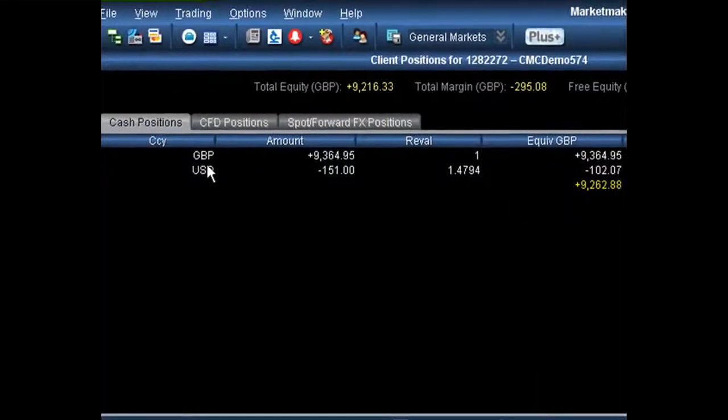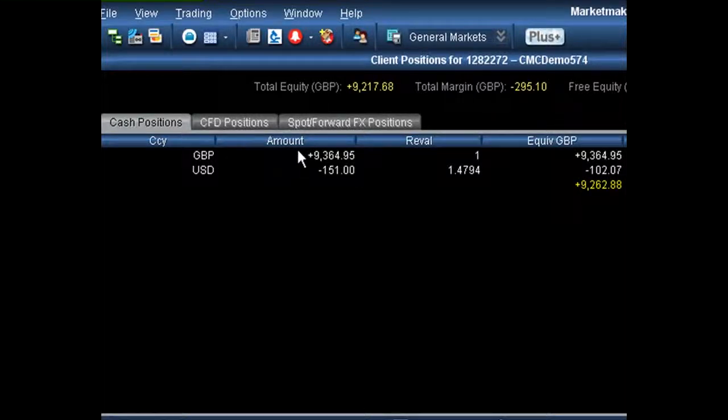Well, firstly, you'll notice a couple of tabs down the bottom. Your first tab is cash position. Now, underneath cash position, you'll notice a couple of currencies. This account is base currency of pounds. So you'll notice the first currency is pounds, or GBP.